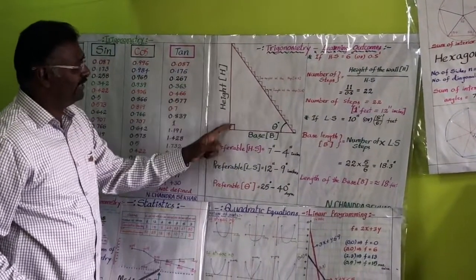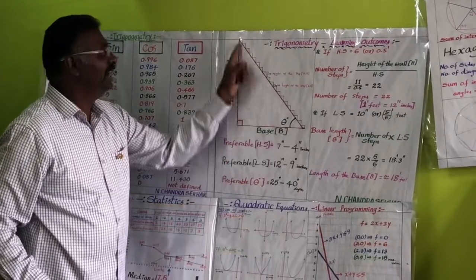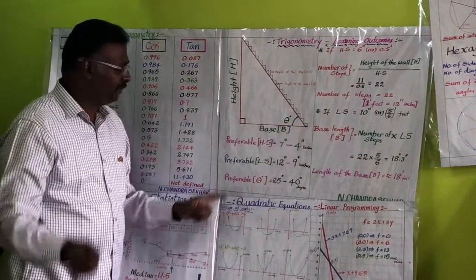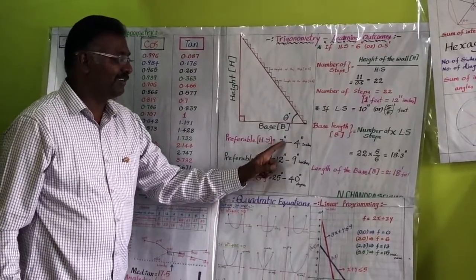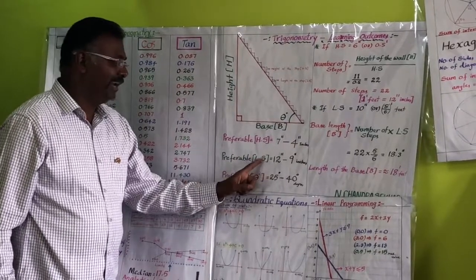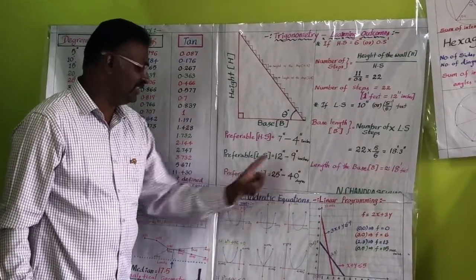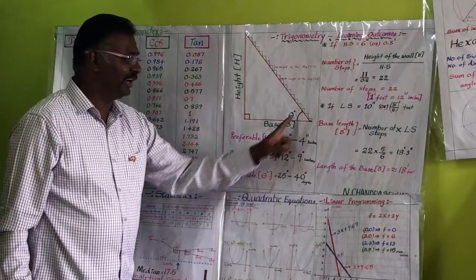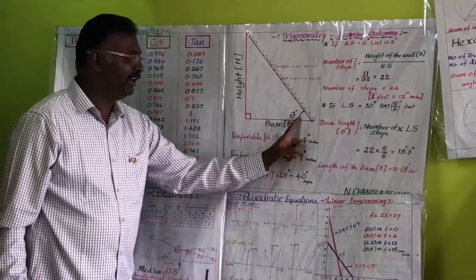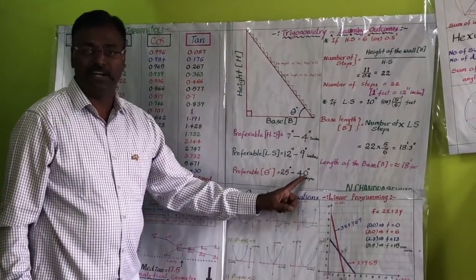Here, for example, it is a wall. It is the distance from the wall. Here are the steps like this. Most preferable height of these steps is 4 inches to 7 inches. Preferable length of each step is 9 inches to 12 inches. Here it is a right angle triangle, and the preferable angle is 25 to 40 degrees.